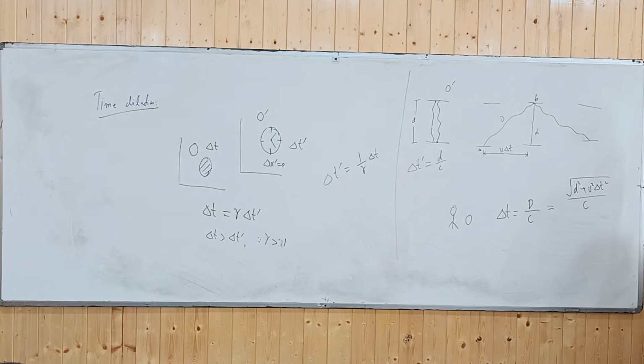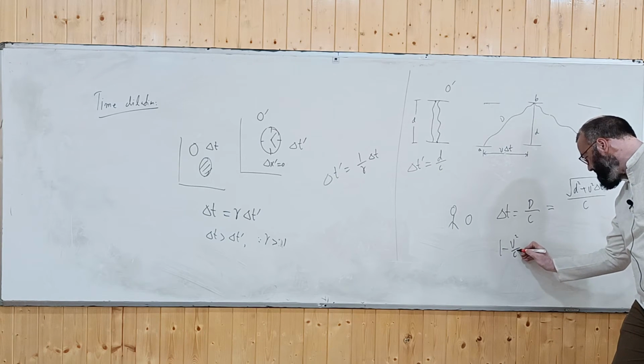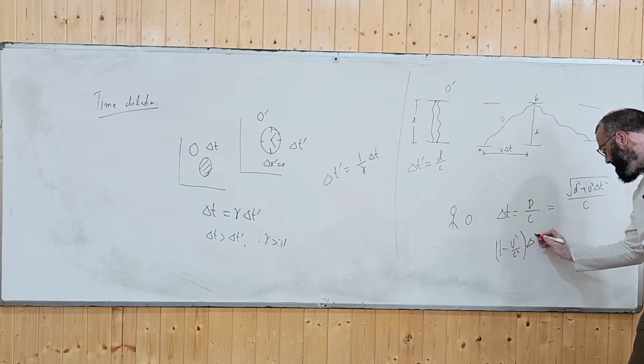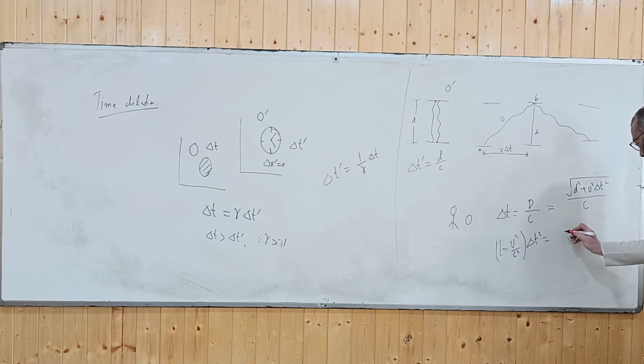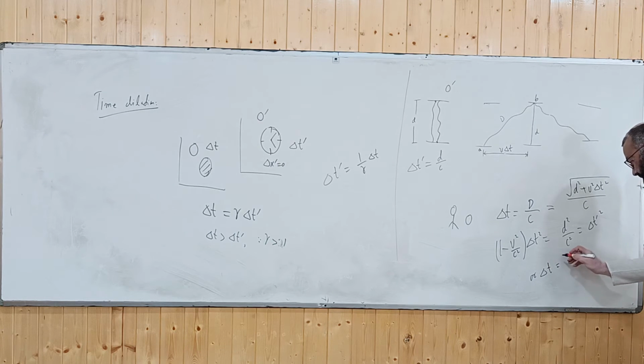Got it? So now let's calculate delta t. Delta t comes from here as well. So it will be 1 minus v square by c square into delta t square, that's equal to d square by c square. Now tell me what is d square by c square? It is delta t prime square. So in other words, delta t is equal to 1 by root of, so that's actually gamma, gamma delta t.